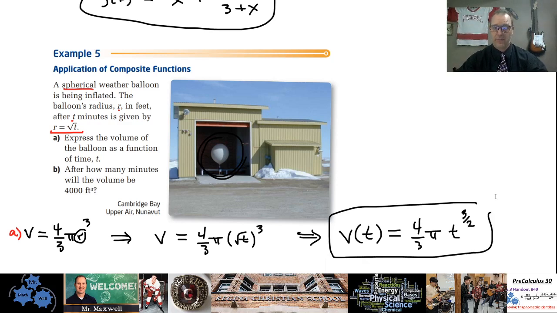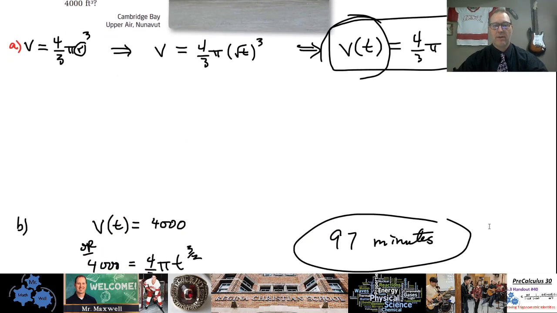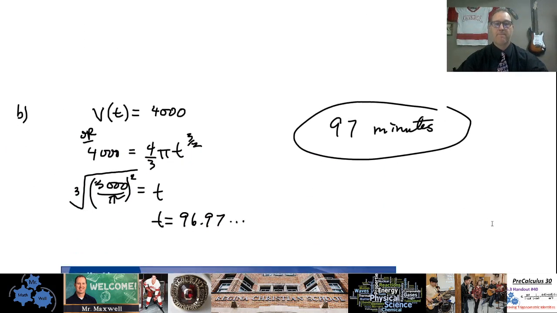All right. Now B says, after how many minutes will the volume be 4,000 cubic feet? So the volume is going to be 4,000 cubic feet, and we're looking for t. We need to solve for t. So just for time's sake, I do have that over here somewhere, right here. And so V of t is 4,000, so I'm going to put 4,000 here and we're going to solve for t, which we've done before in the last couple chapters. So that's no problem.